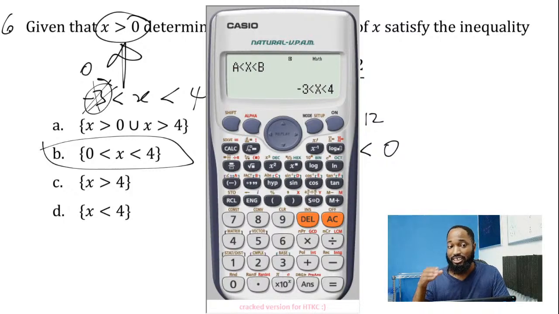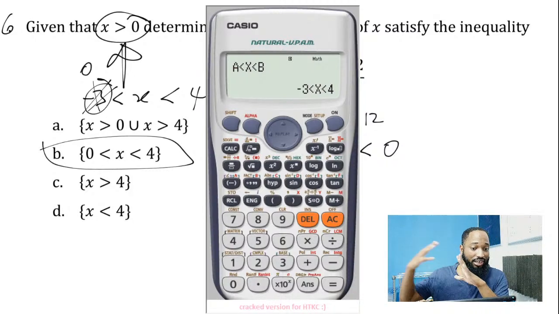This is like if they're saying x is positive or x is negative. If they said x is negative, well, you're going to ignore the 4 side, and you're going to start on 0 and go down to the negative 3.